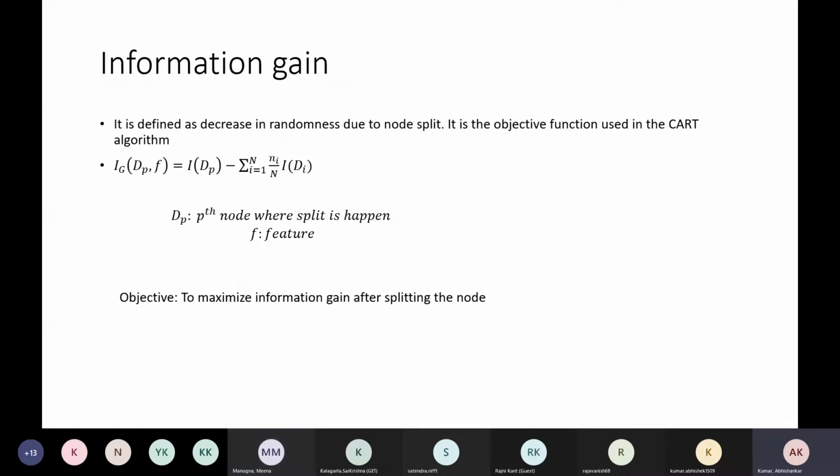And when we go from parent node to child node, means when we split the data, what is the gain we are getting, what information we are getting. That we are quantifying in terms of information gain. Correct. We are splitting data for some purpose because we want to reduce the randomness present in the data.